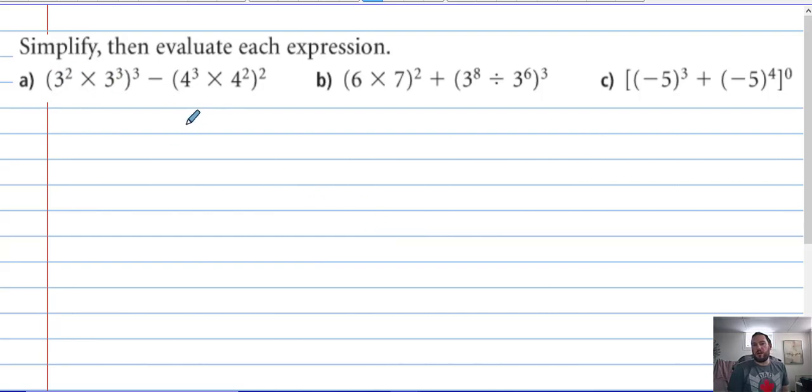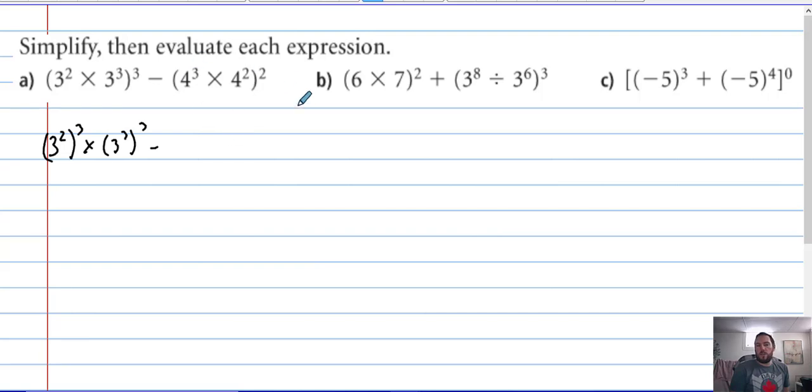So with question A here, I have 3 squared times 3 to the 3, and then that whole thing is being put to the power 3. Again, what I could do is work inside my bracket outwards using my order of operations, or I can apply my new rule. Because both of these terms are being multiplied and they're being put to the power 3, I could put each of these to the power 3. So this is 3 squared to the power 3 times 3 to the 3 to the power 3.